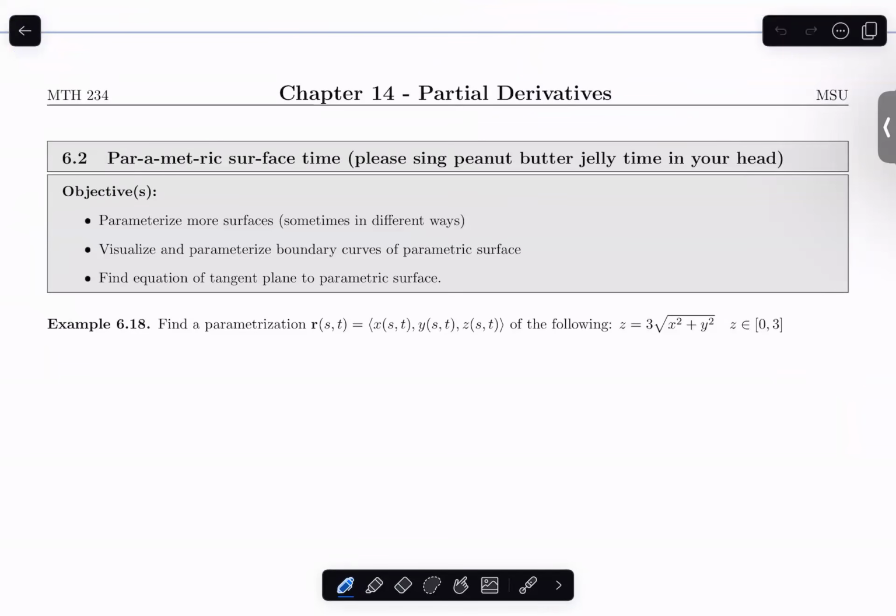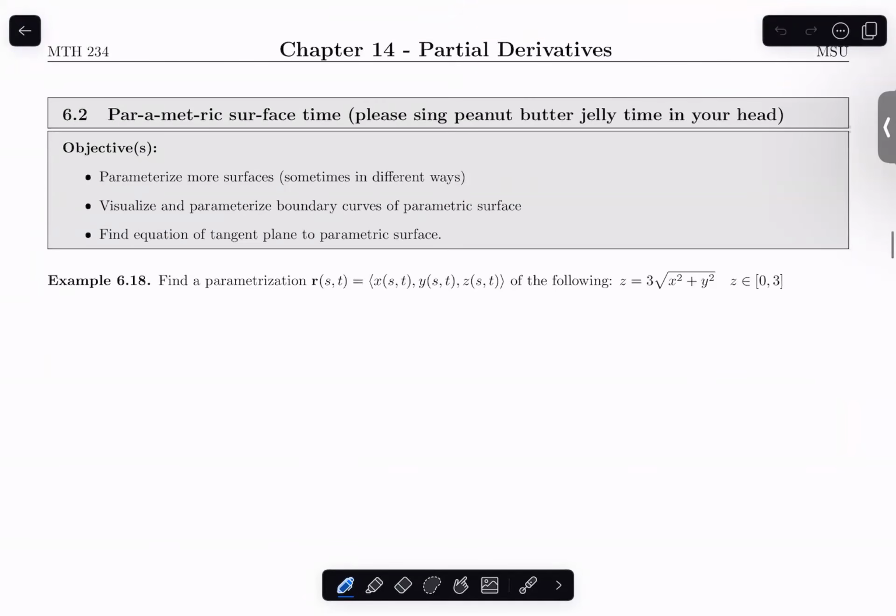So this subsection here, parametric surface time. And I did ask people if peanut butter jelly time was still a real thing before class, and it turns out maybe some people remember this. So if you do, please sing the peanut butter jelly time to parametric surface time. That's the intent there.